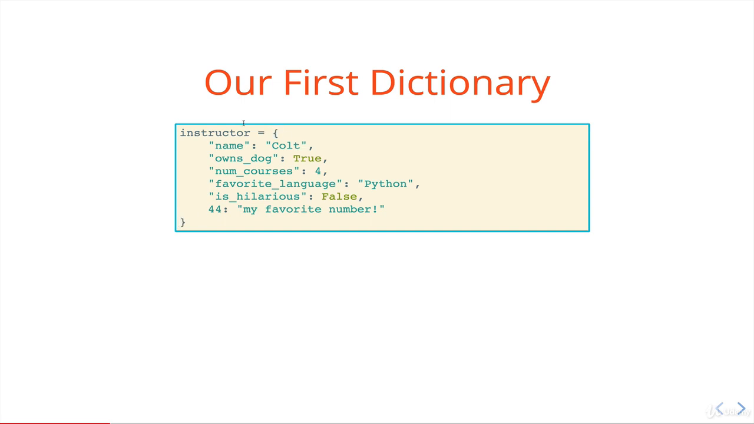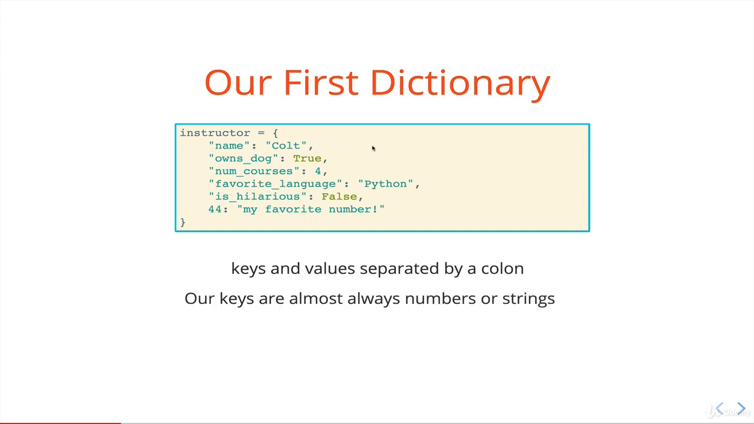So this is just one way to make a dictionary, but they are always key value pairs, and the keys and values are separated by colons, and then just like with lists, we denote the next item with a comma. So our keys are almost always numbers and strings, as you can see over here. 44 is a number, but everything else is a string. But the values can be anything. They can be another string, a Boolean, a number.